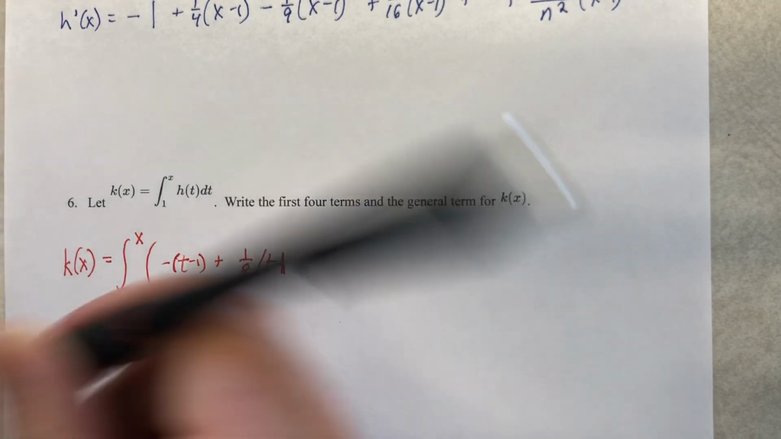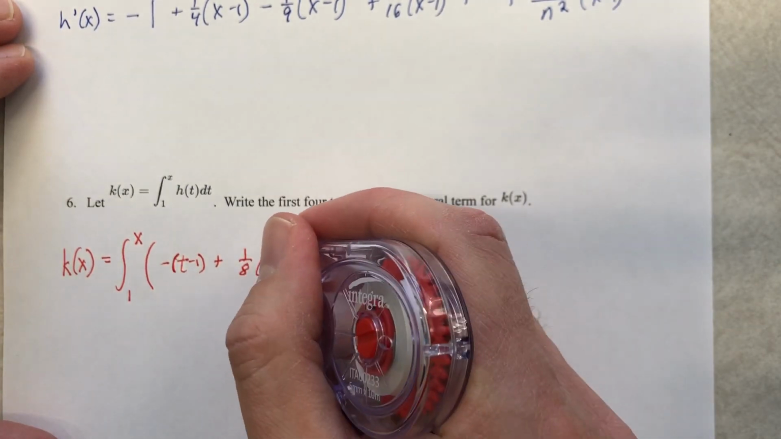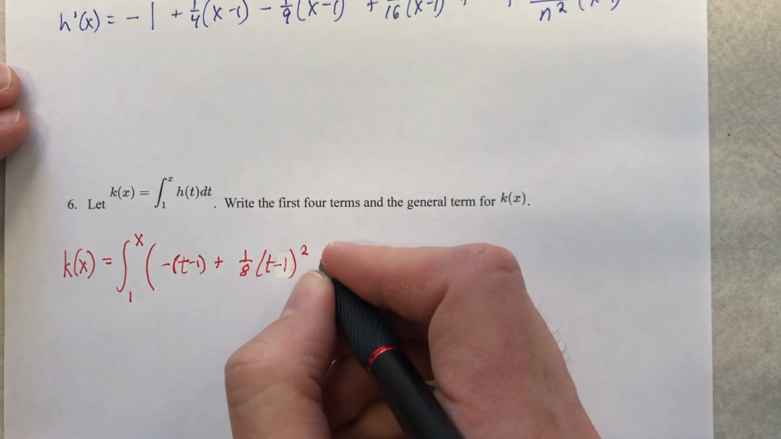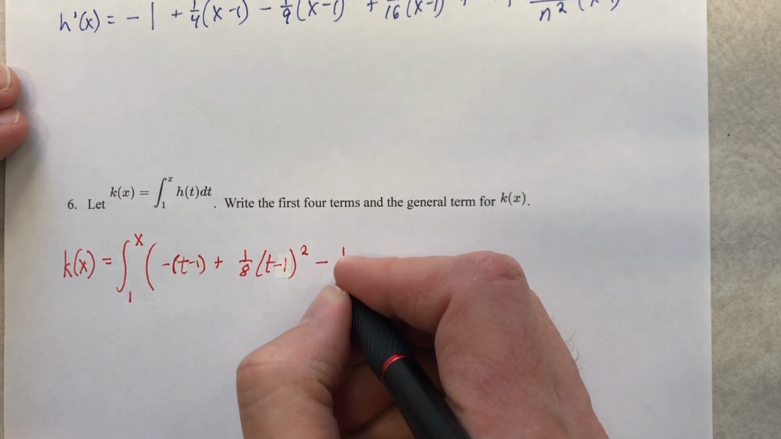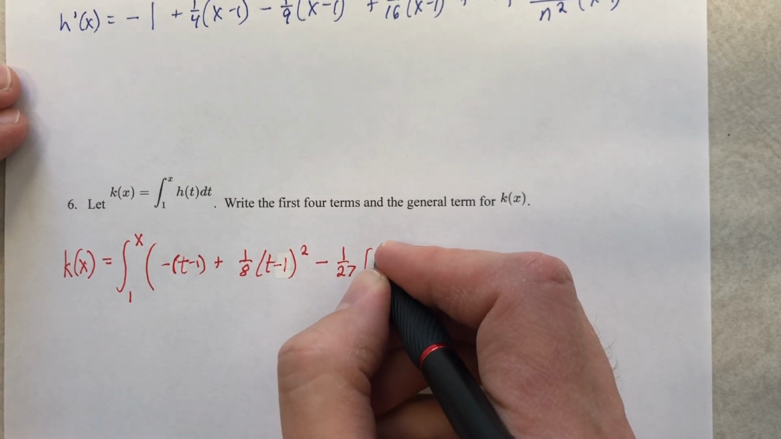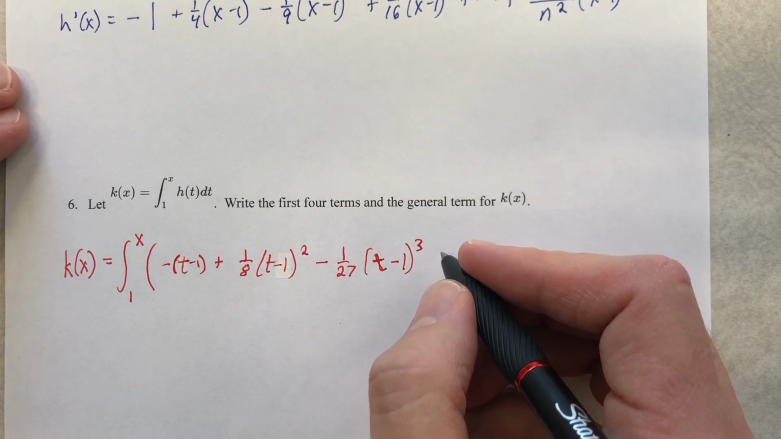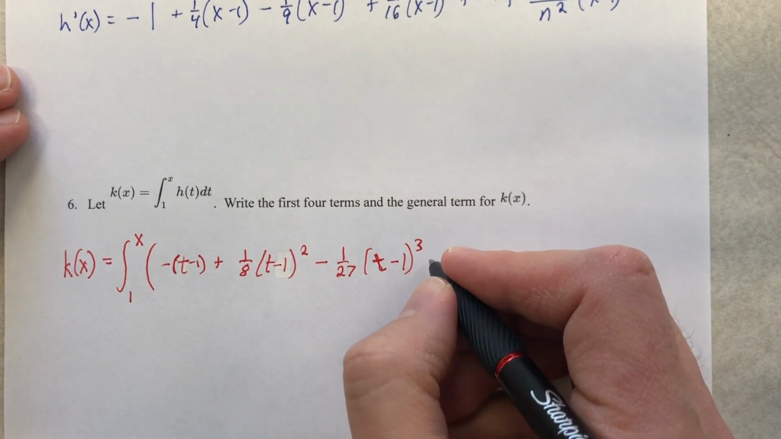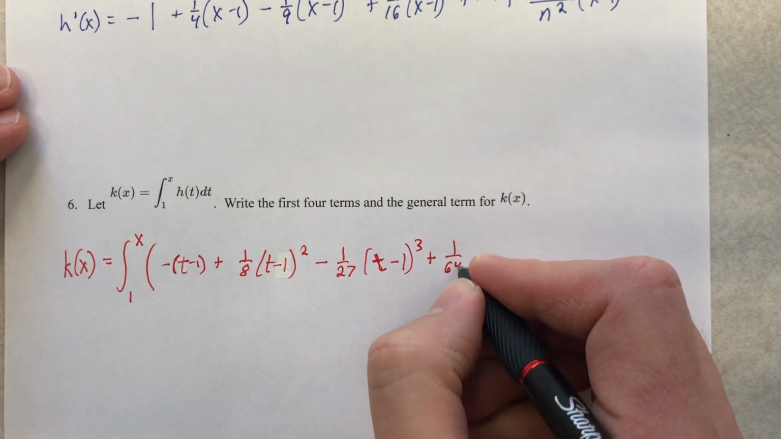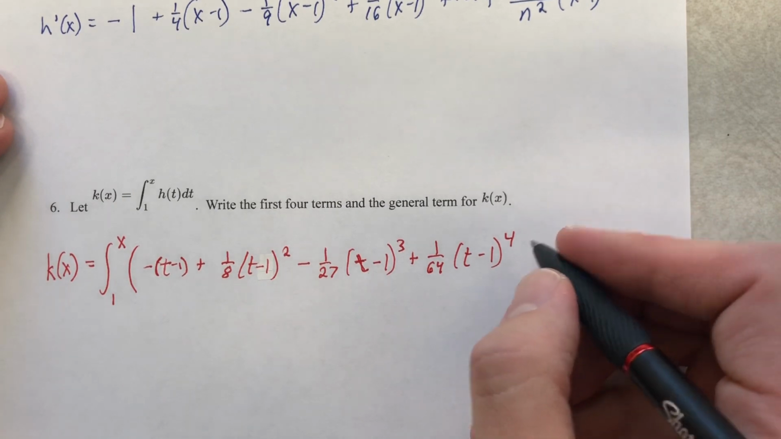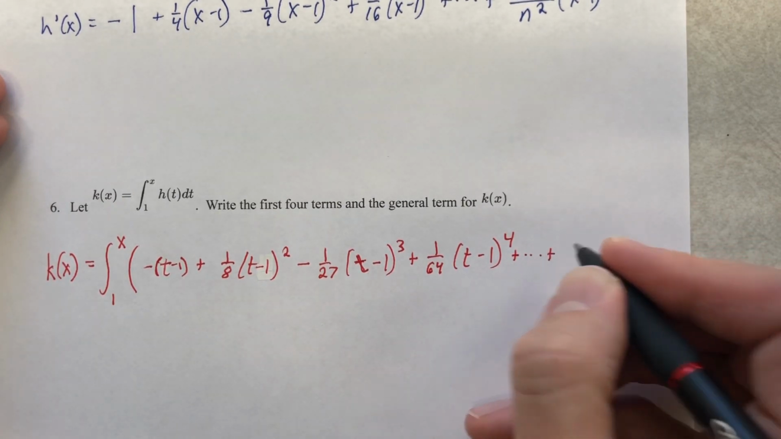I'm having a hard time here. Let's make that look a little neater. I'll tell you what, it's a struggle. T minus 1, it is squared, minus 1 over 27, t minus 1 cubed. I'm going to get one of them right at least. Plus 1 over 64, t minus 1 to the 4th. Plus... and we keep going.